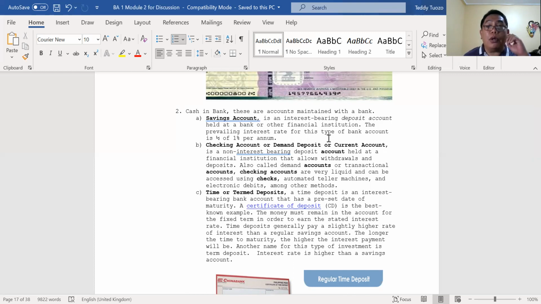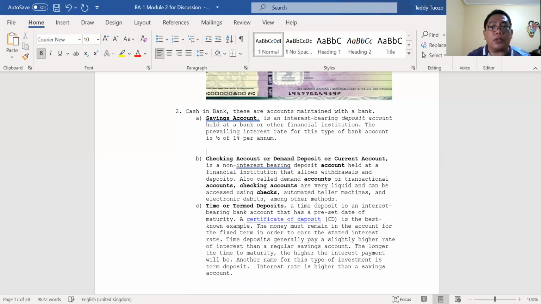If you have excessive funds and you want to deposit them with the bank, although it is safer, it will not earn more, no? Compared to if you venture into business or the other types of deposits which have a higher interest rate. So for savings, the interest is only 1/2 of 1% per annum. Imagine, if you have 1,000 pesos.